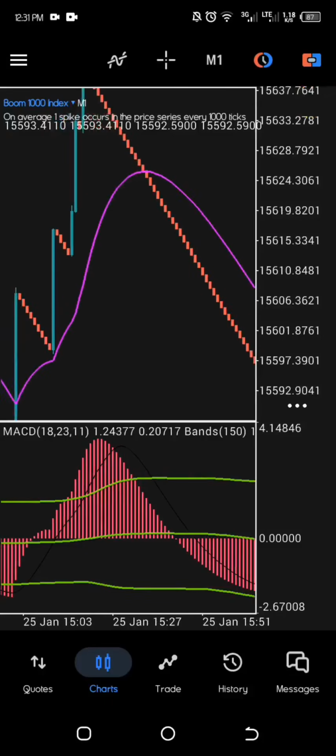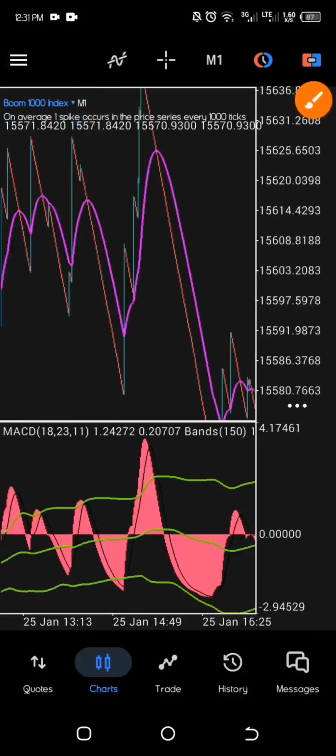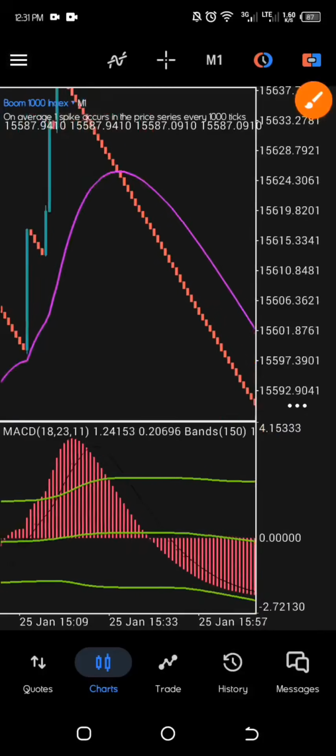Now for the zoom level, before I forget, when you zoom out completely, just zoom in 2 times and then you are good to go.